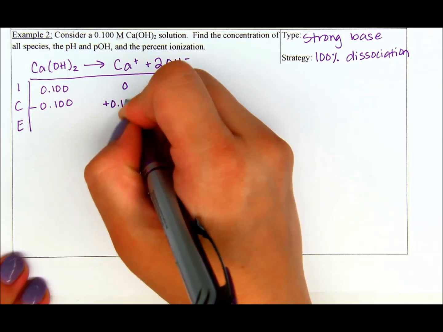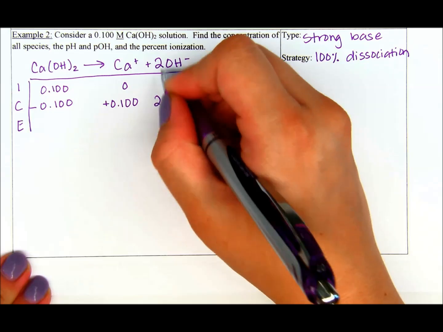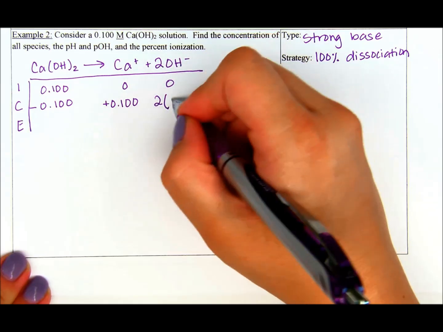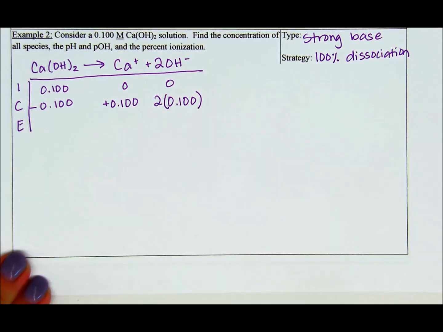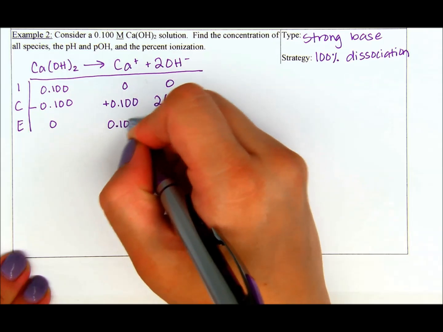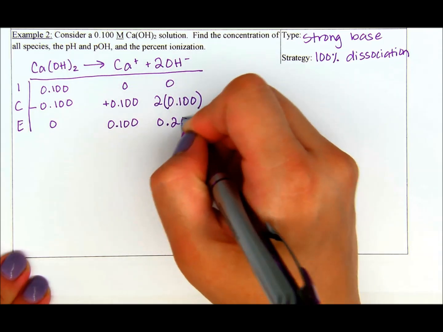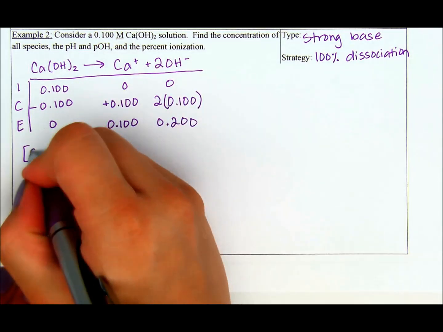I add 0.100 calciums there. Here, I have 2 times that amount. I'm going to carry this 2 down, so I have 2 hydroxides. So 2 times 0.100. My ending amounts are 0, 0.100, and 0.200.